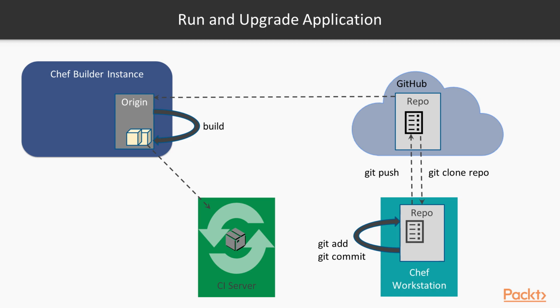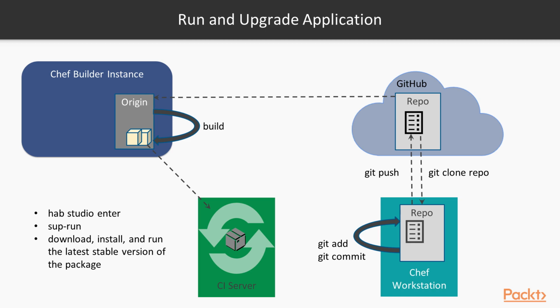In that case, we would first do a Habitat Studio enter. And in that studio, we have the clean environment. I'll start my supervisor. Once the supervisor is running, I'll go ahead and download the package and install and run the stable version of the package over here. So I'm downloading and executing, and the application is running the latest version at this point in time.